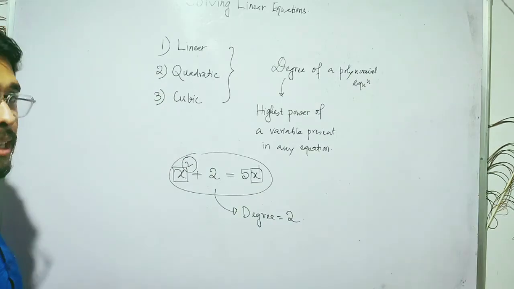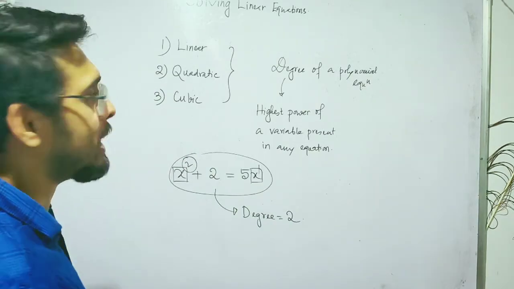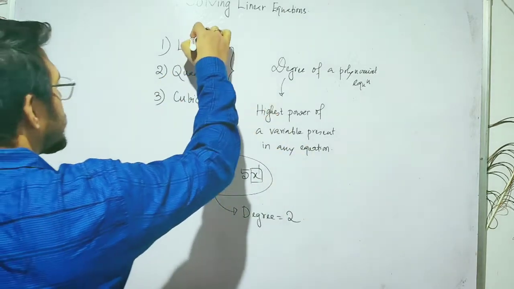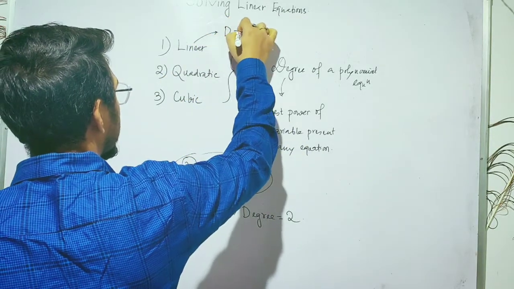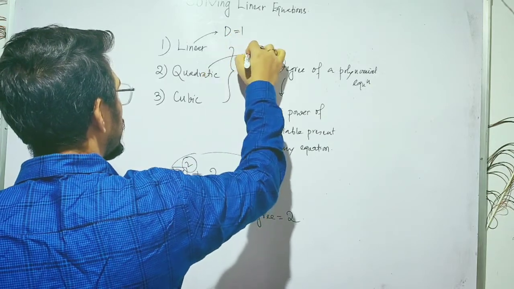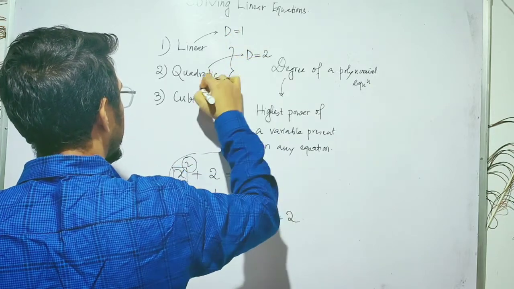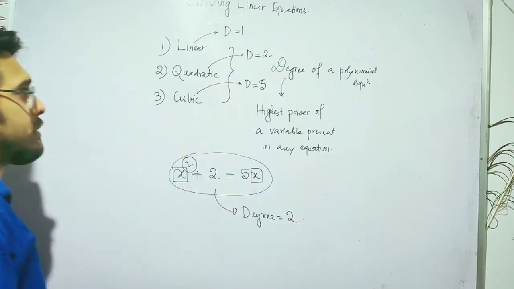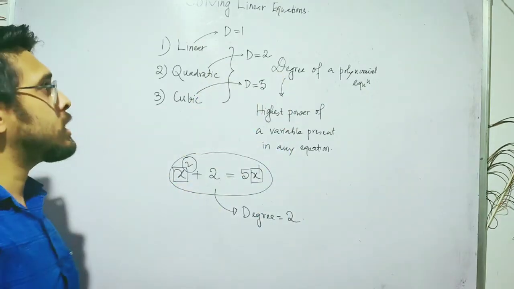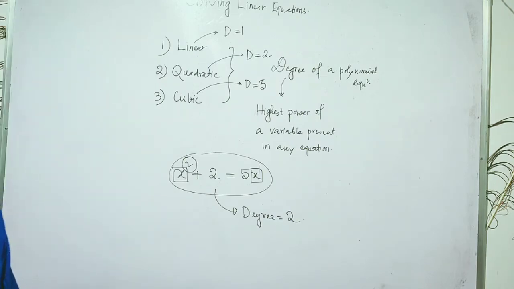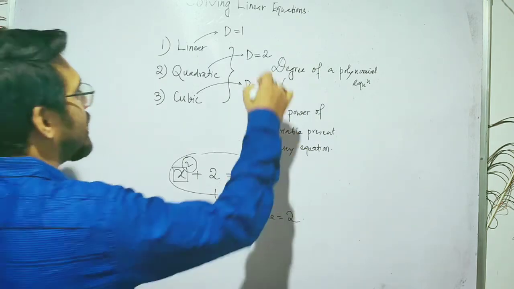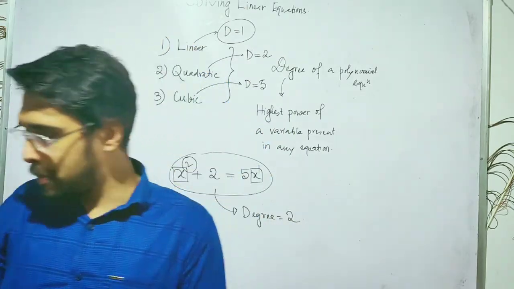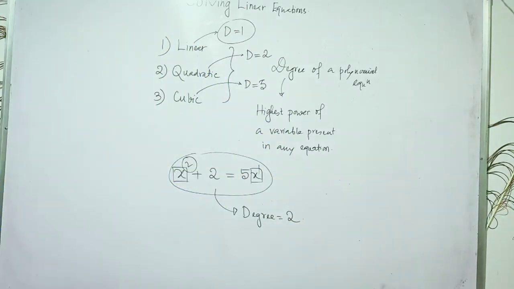When you get the degree, based on the degree, you can categorize these 3 categories of equations. If the degree is 1, you can categorize this as linear. If the degree is 2, you can categorize this as quadratic. If the degree is 3, you can categorize this as cubic. Since we are talking about linear equations, obviously we will be dealing with degree 1. So I hope the basics of linear equations are clear.